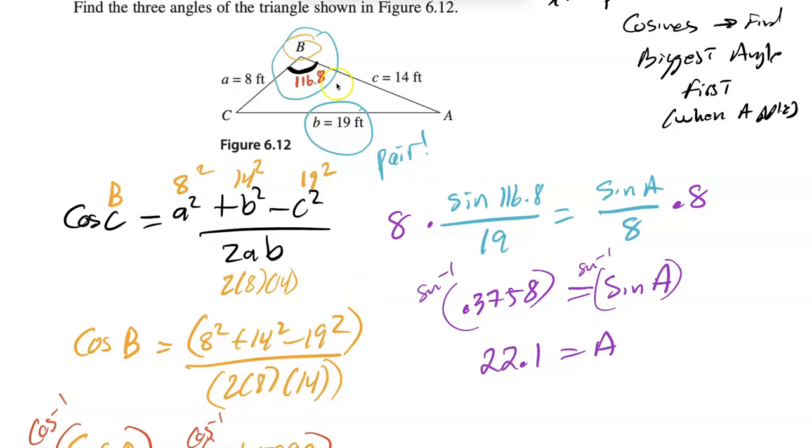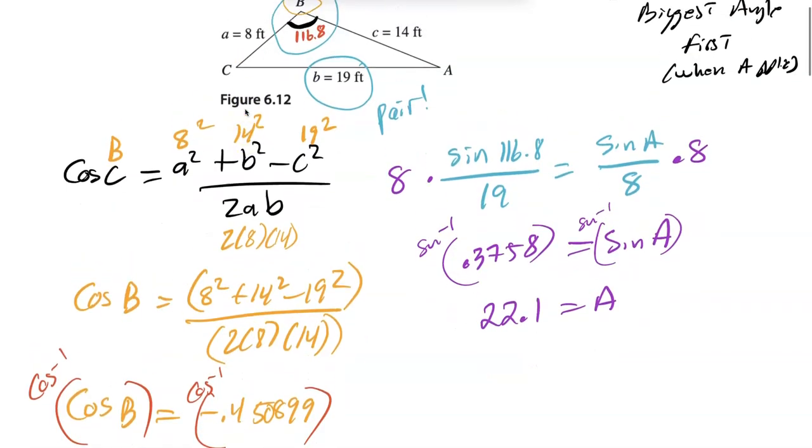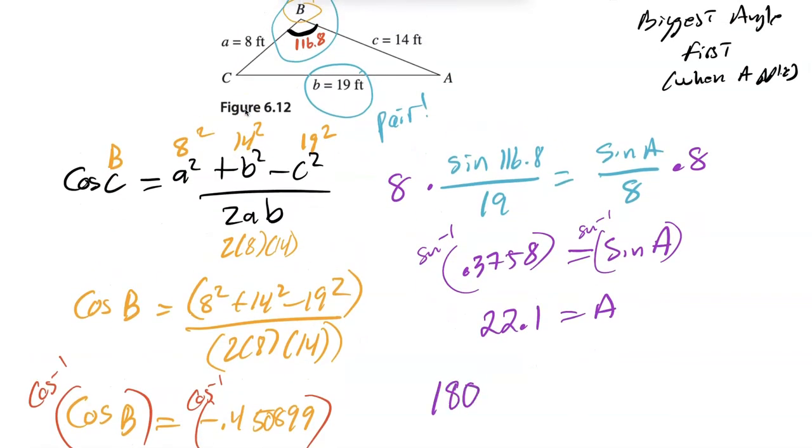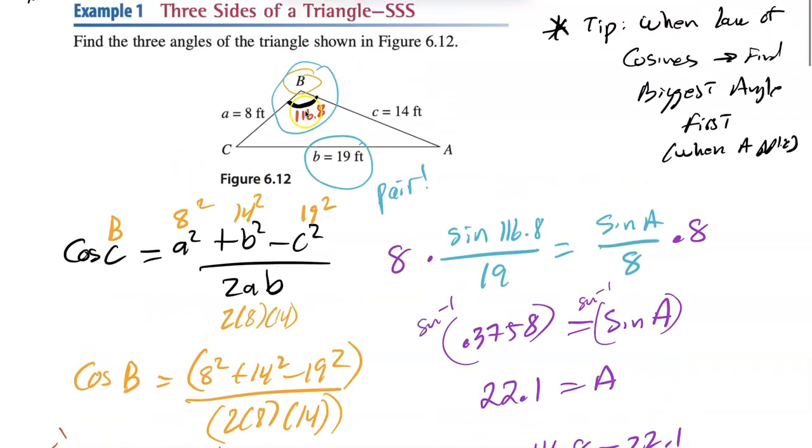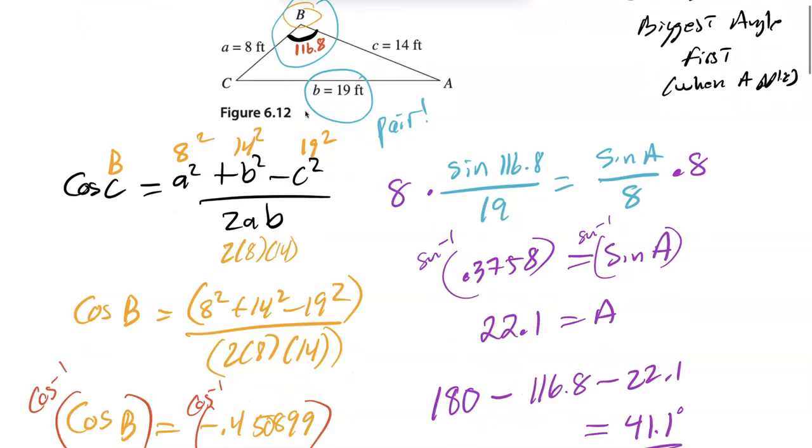So now we have angle B, angle A. All we need is angle C. So remember, anytime we have a triangle, an easy way to find the remaining angle is subtract from 180. So 116.8 minus 22.1, and that gets me 41.1. So that's all the angles of that triangle using law of cosines and law of sines.